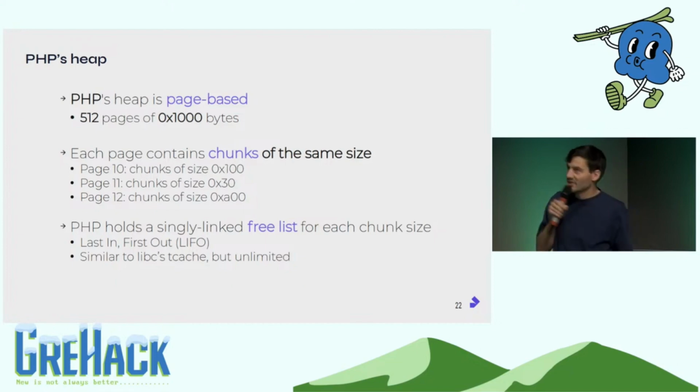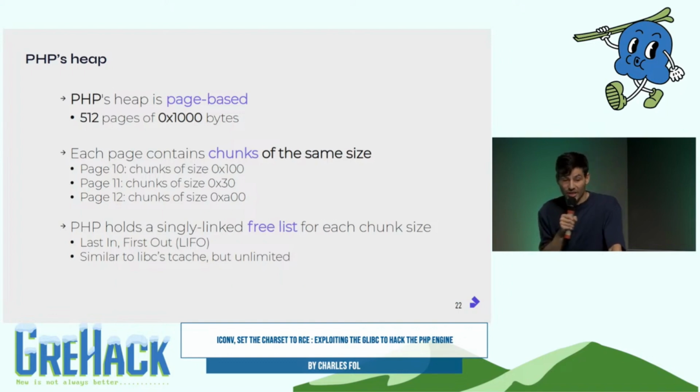Well, to understand how we can do this, we need to understand parts of PHP, such as its heap. So the heap is the thing that does the allocations and the deallocations. It's probably the simplest heap that I've ever seen, so don't worry, it will be very easy to understand. The heap is page-based. It has 512 pages that each consist of 4,096 bytes, so 1,000 in hexadecimal. Each page contains chunks of a very specific size. So in each page, you can have chunks of some size, but only one size. For instance, in one execution, you will have page 10 that contains chunks of size 100. In page 11, you may have chunks of size 30. Page 12, you may have chunks of size, I don't know, like 400. But it's always one chunk size per page.